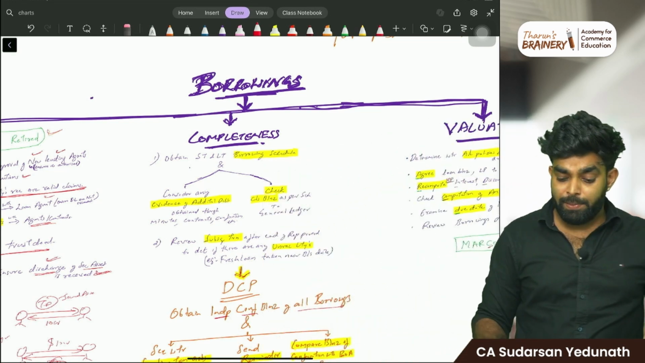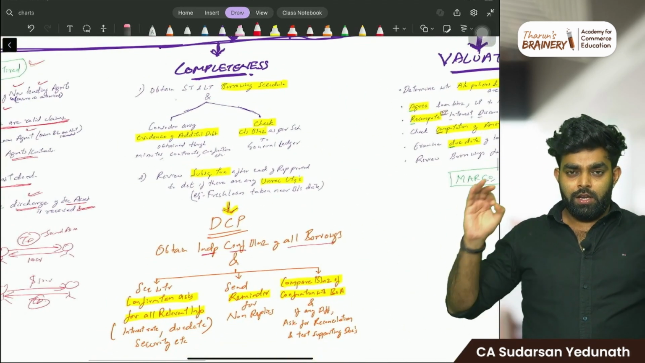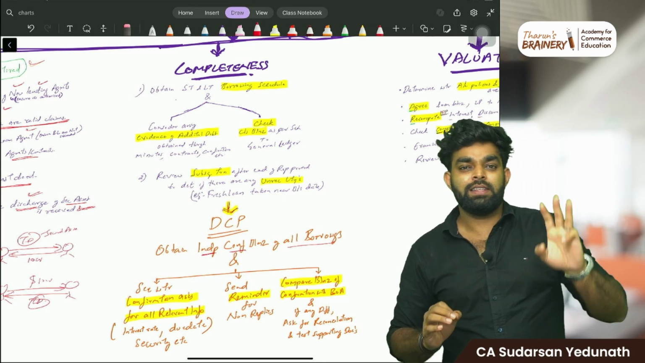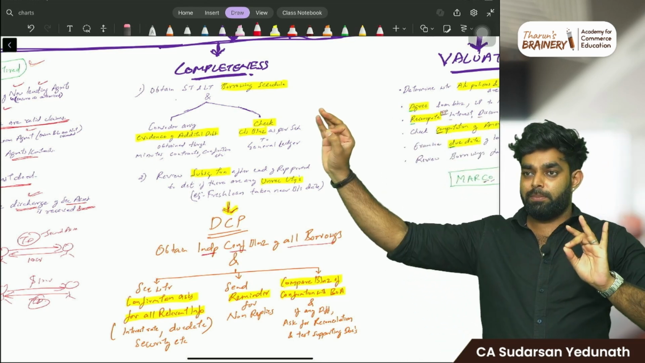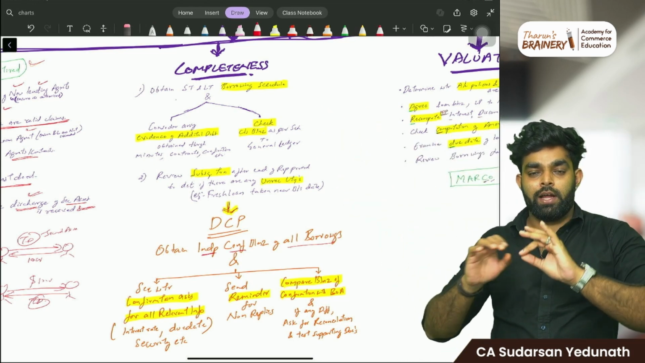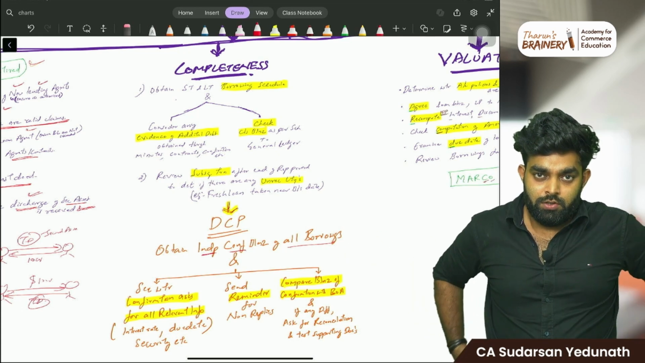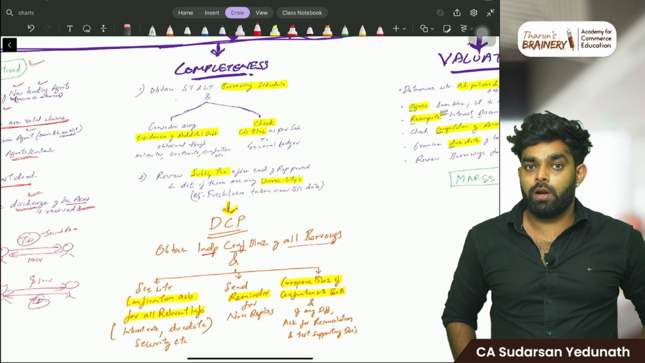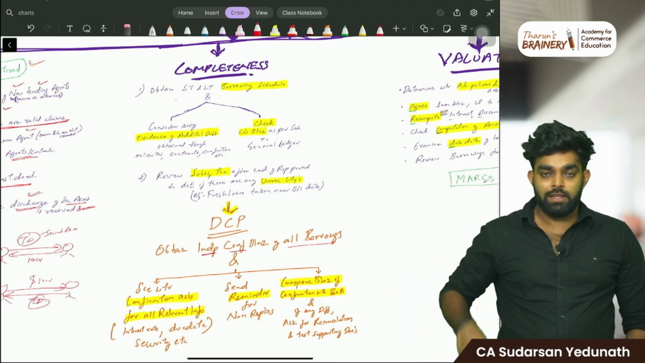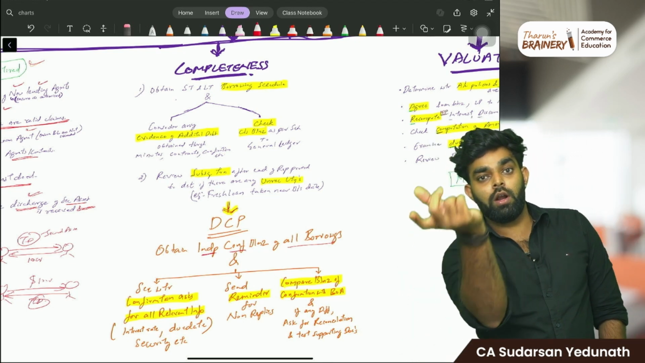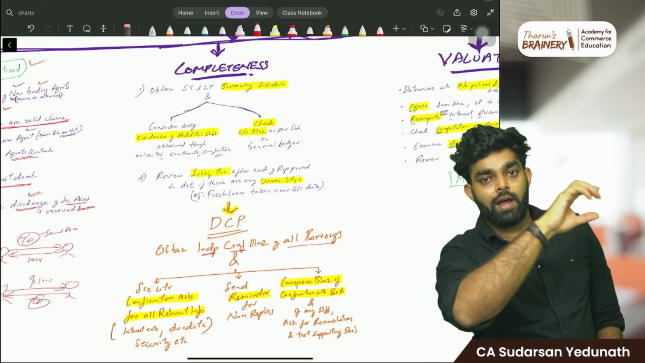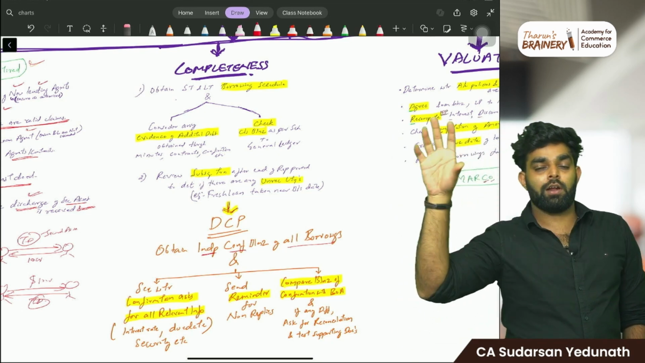Next we have completeness. The company had 3 loans. One from ICICI Bank 10 crore, another from SBI 5 crore, another 5 crore from Canara Bank. So in the balance sheet, the total loan amount should be 20 crore, right? That is what we call completeness. Whether all the loans, all the borrowings have been recorded or not.